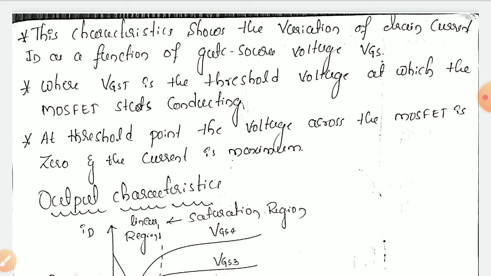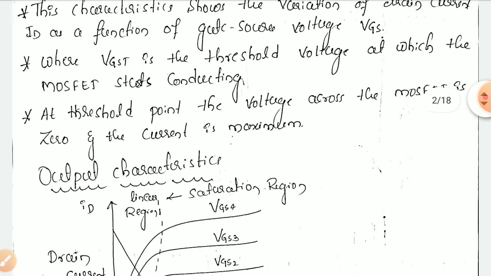At the threshold point, the voltage across the MOSFET is 0 and the current is maximum. So at that threshold point, the current is maximum but the voltage is 0. That's the input characteristics or transfer characteristics of the MOSFET.